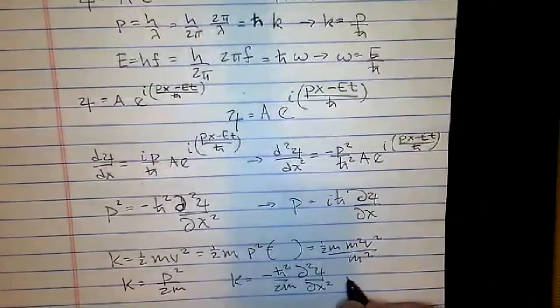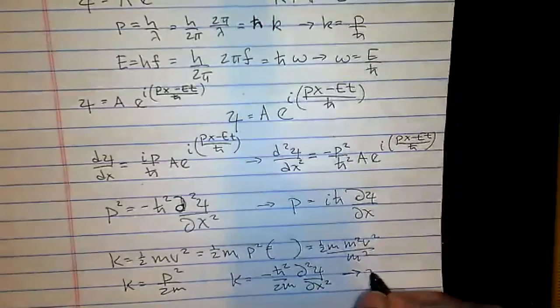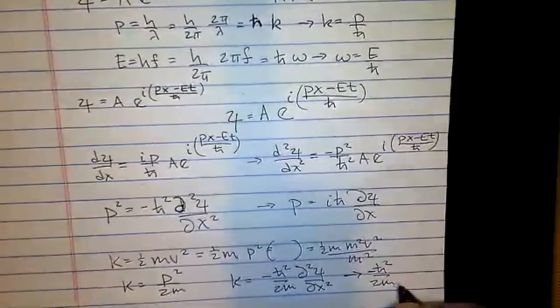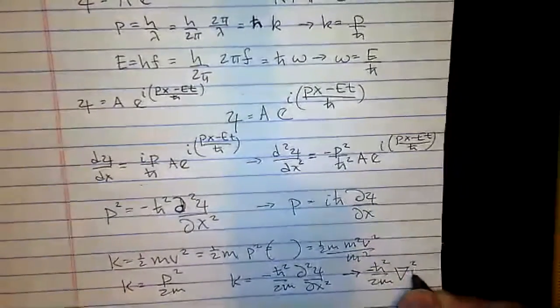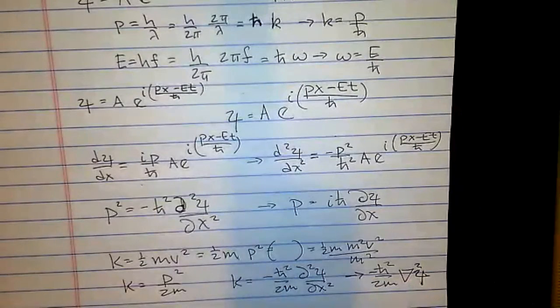And of course, if you wanted to go in all directions instead of just x, if you wanted a three-dimensional one, then you'd take the del squared operator. So it'd be negative h bar squared over 2m del squared psi. So that's really the kinetic energy.